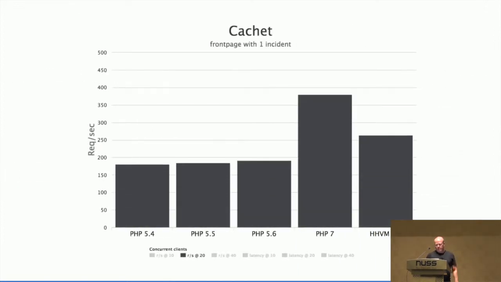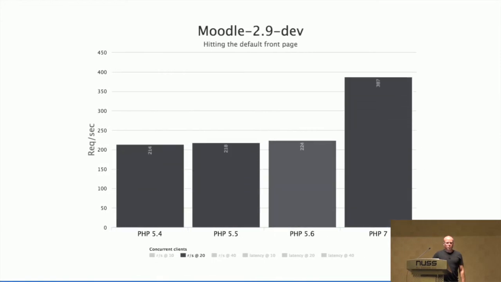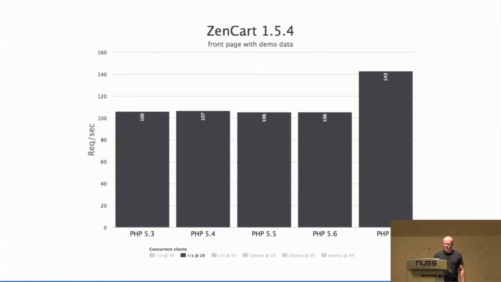Cache, another application I grabbed, same pattern. Moodle, this should make a lot of schools out there happy that Moodle is twice as fast now. Zencart, another shopping cart that spends most of its time in the database. You've seen our other optimizations across PHP 5 didn't touch it at all. PHP 7 does a bit, mostly because of less memory usage, but not 2x.